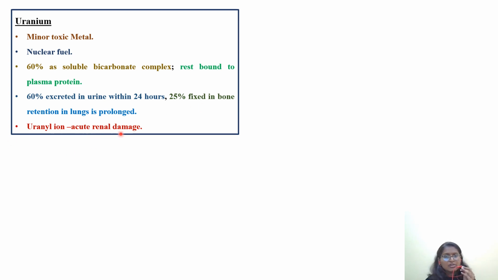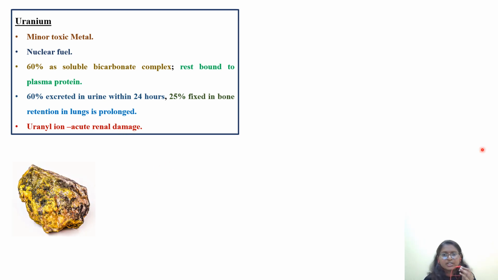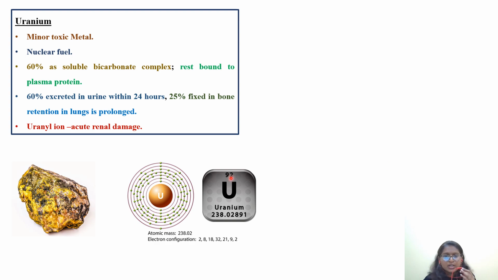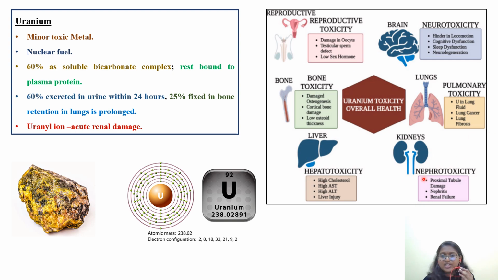Uranyl ion will cause acute renal damage. So now we have all the three options which are causing nephrotoxicity. Let's see how uranium is affecting. This is the structure of uranium. Atomic number is 92 and atomic weight is 238.02. So how is uranium affecting, similarly like the other two metals, let's learn from this particular diagram.